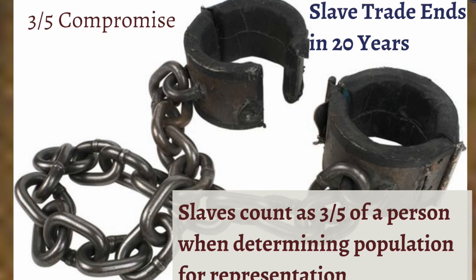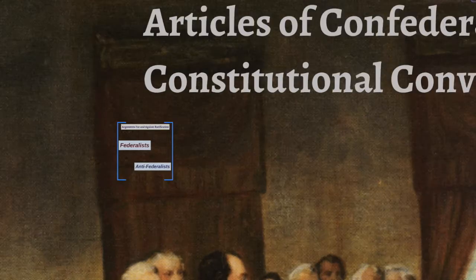So then we come up with the 3/5 compromise. And that's where slaves count as 3/5 of a person when determining a population for how many representatives you get for a state. It's still kind of messed up. You're going to count a person as 3/5 of a person. But that's better than just saying they're property, right? The other part of your compromise is going to be that the slave trade ends in 20 years from the Constitution. So around 1808, we're going to stop importing slaves from Africa.